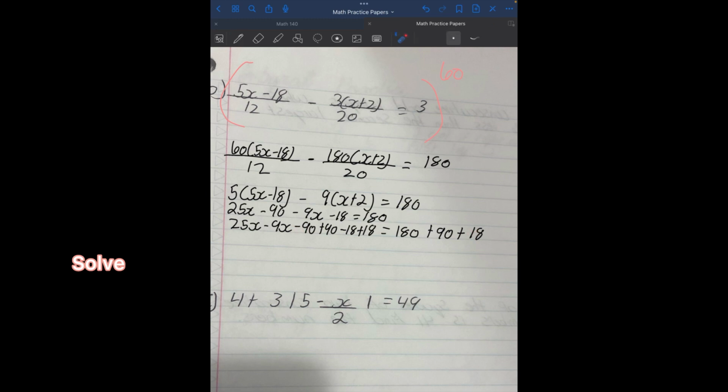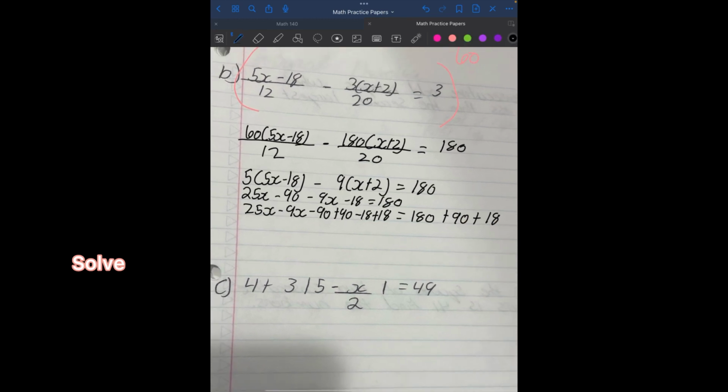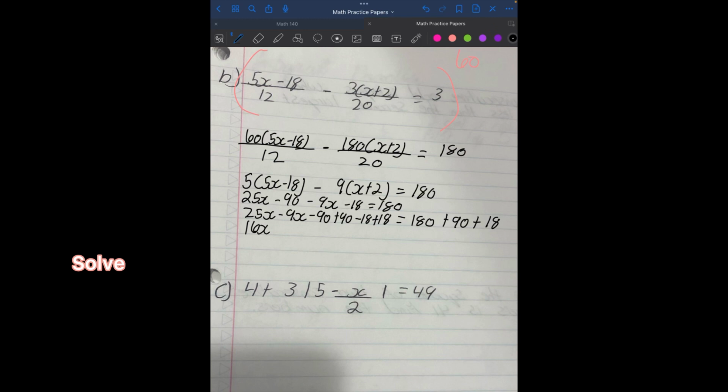So we had this, right? And then we wanted to get rid of this on this side, so we added 90 to this side. But now we got to add 90 on this side too. Now you can simplify it. 25x minus 9x, so 25 minus 9 is 16x, is equal to 180 plus 90 plus 18. 180 plus 90 plus 18 is 288.